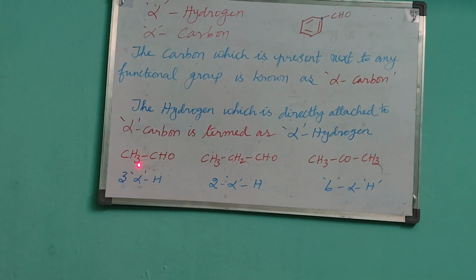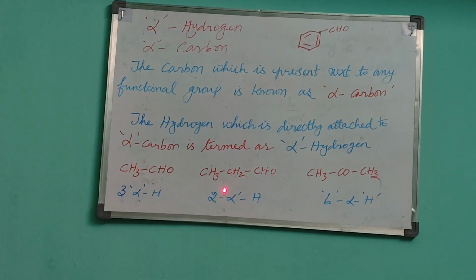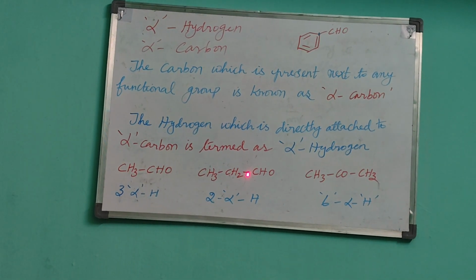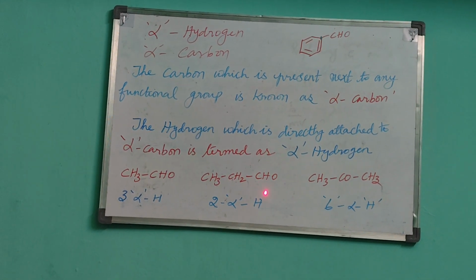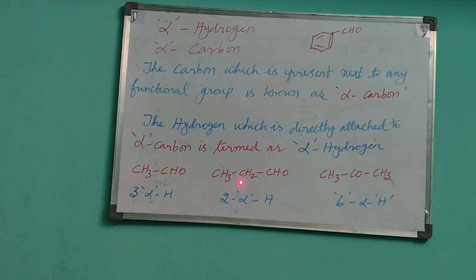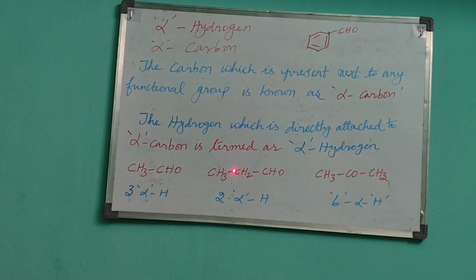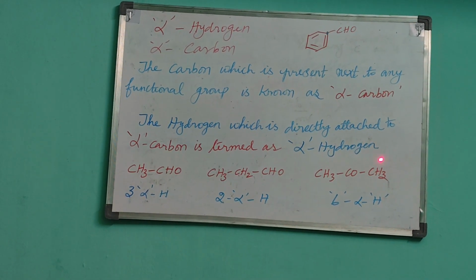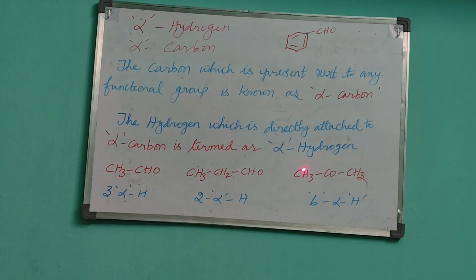Right. So here, for this second compound, what are the steps to identify the alpha carbon? First you have to identify the functional group. Here CHO is the functional group, so the carbon which is present next to this functional group is this one. So here this carbon is an alpha carbon, right. Now how many alpha carbons are there here? What is the first step? You have to identify the functional group.